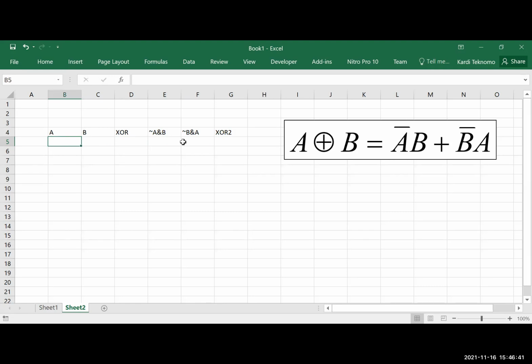What we have is two variables, so do you want it in Boolean or in true false? Let me do it in Boolean. So 1 1 0 0, and here is 1 0 1 0. The XOR is easy, you have the formula already, so the XOR of this one comma this one. If you want to make it Boolean, you just put IF it's true then 1 otherwise 0.